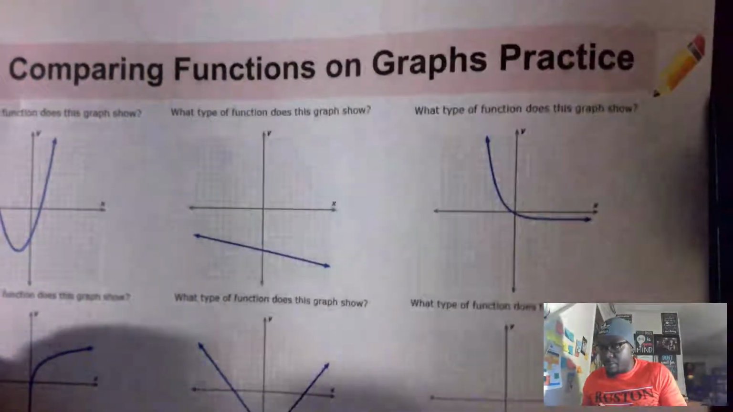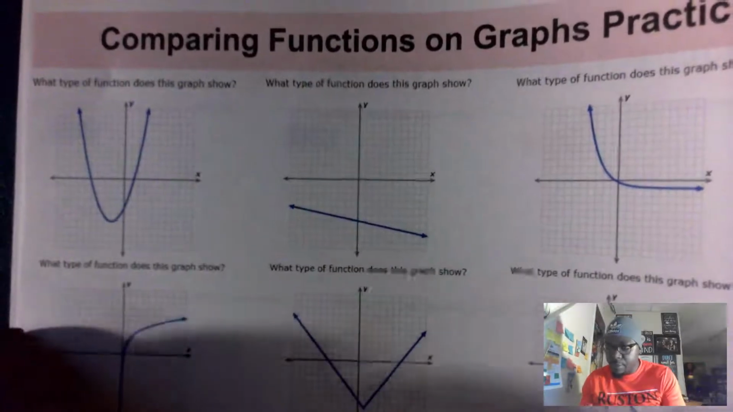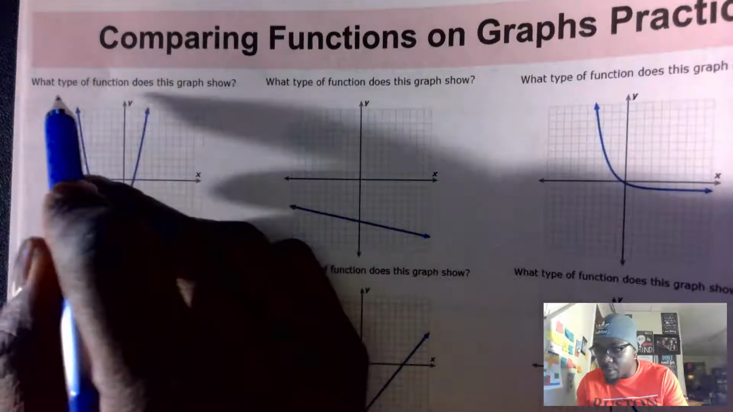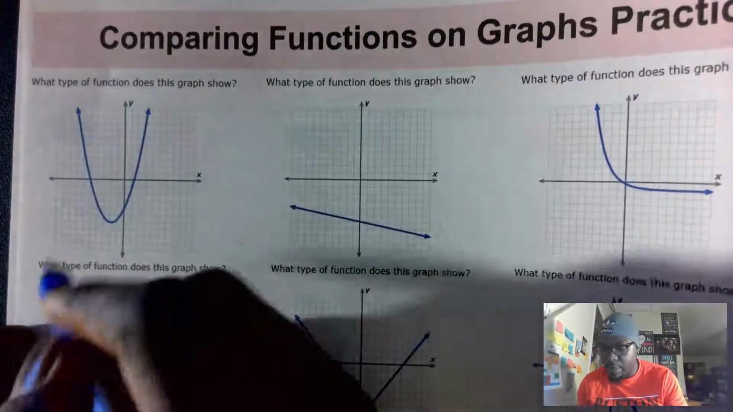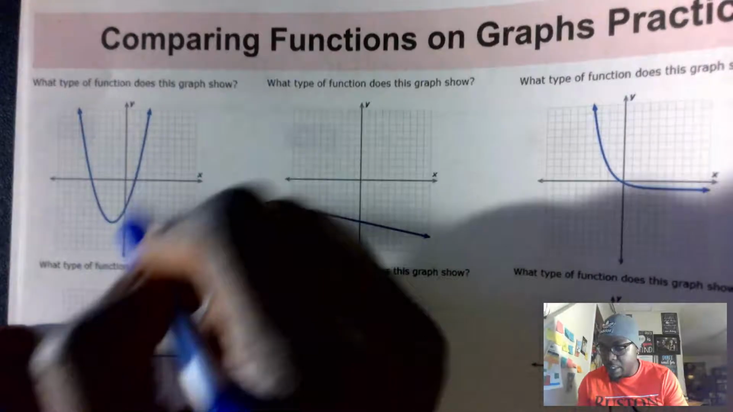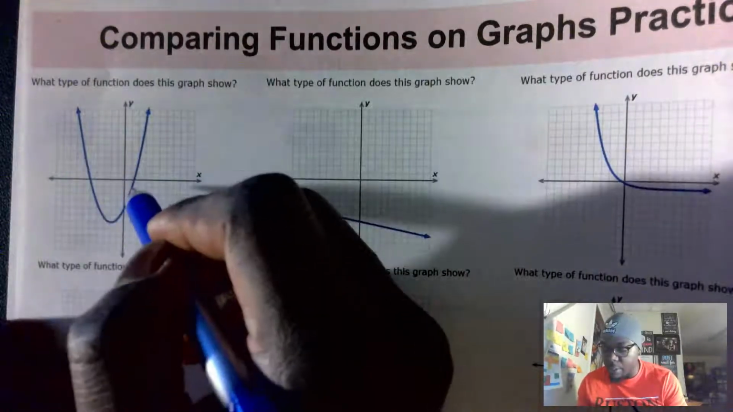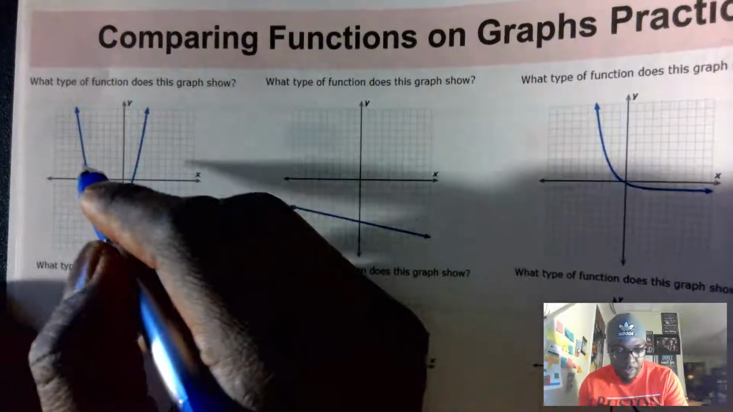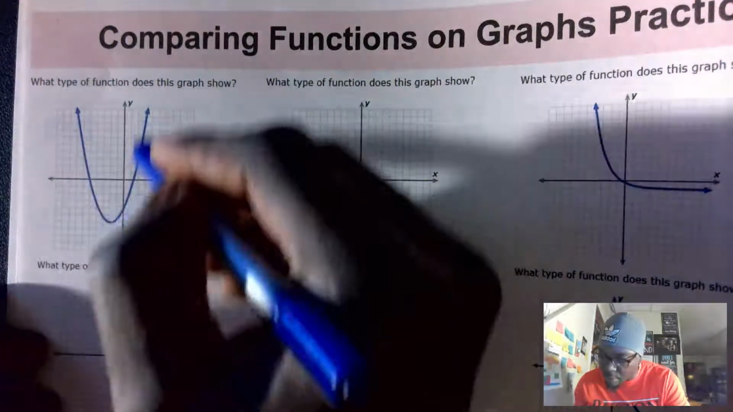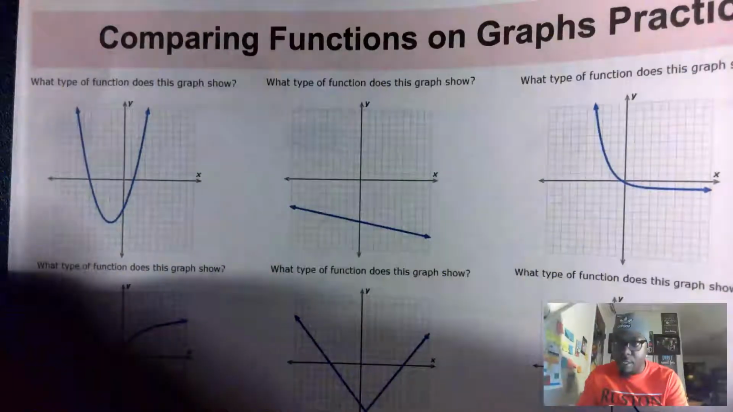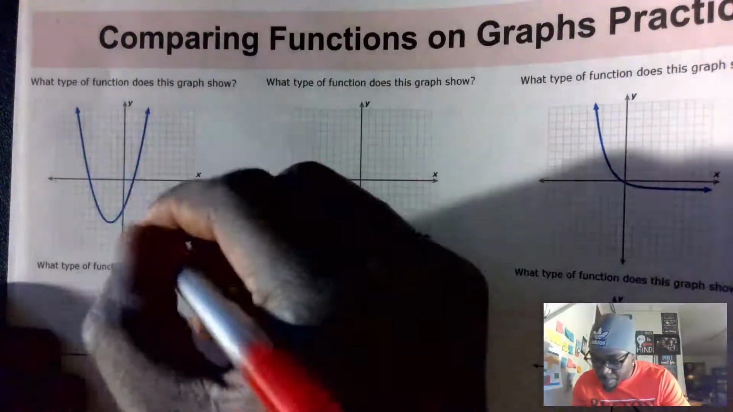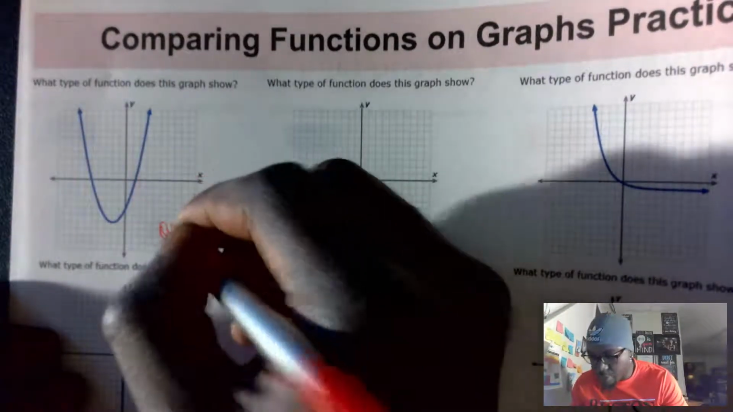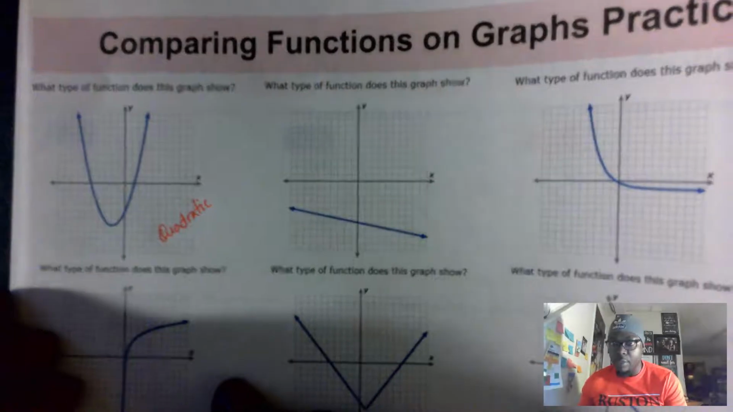The first one asks, what type of function does the graph show? By just looking at it, we know that this is a quadratic function, because it is a parabola and it opens up. So here I can write quadratic.